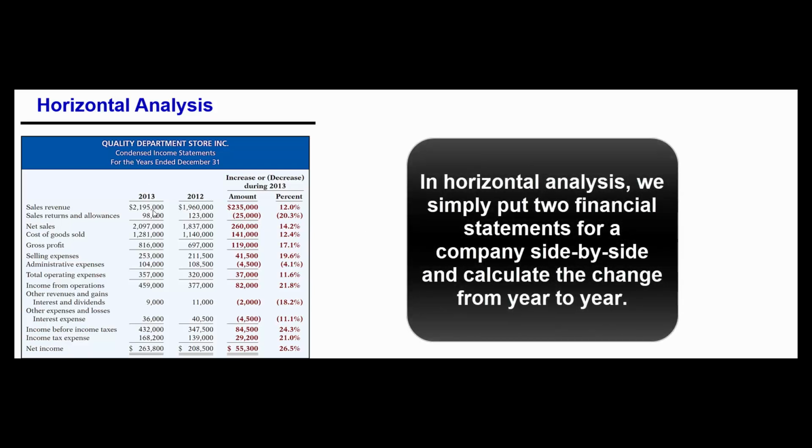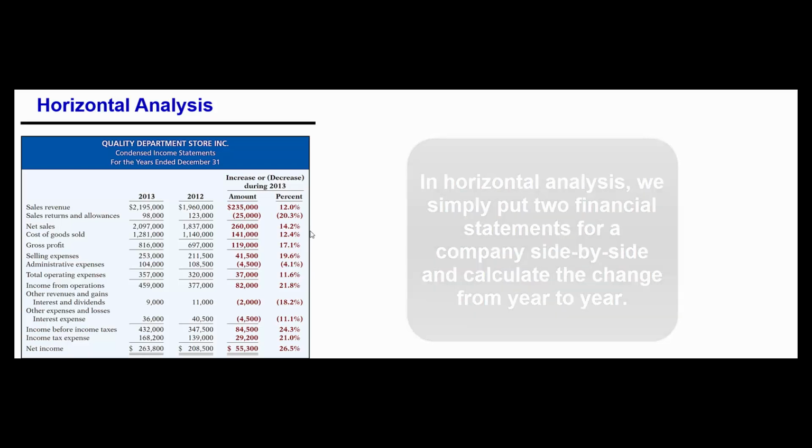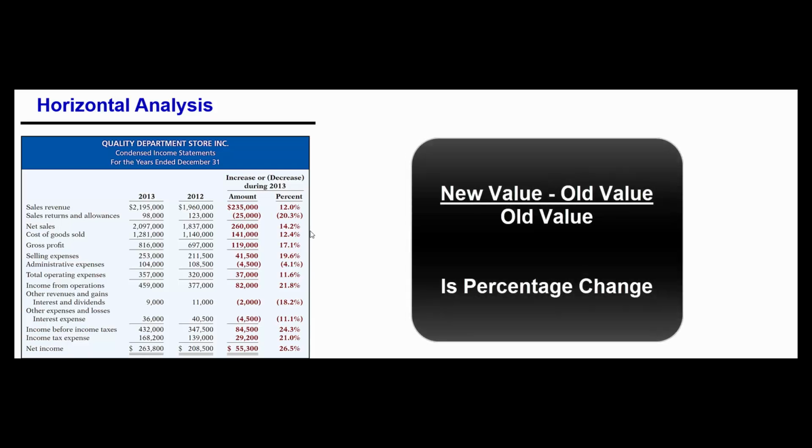So the first thing we learn about is horizontal analysis. Put 2 comparative income statements or 2 comparative balance sheets next to each other and look at the change from year to year. That's why it's called horizontal. So you take the new net sales minus the old net sales divided by the old net sales, and you find out that they had a 14.2% increase, and net income was up by 26.5%.